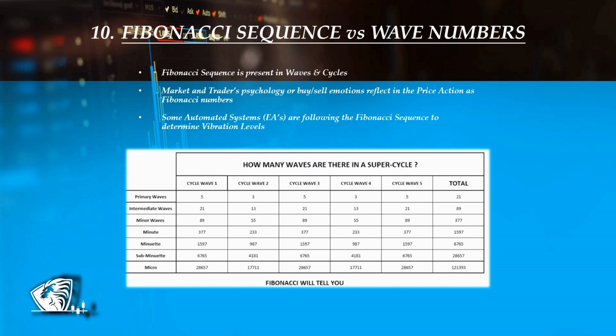The Fibonacci sequence can be found in waves as they unfold, and somehow the market and traders' psychology seems to be programmed by mathematics, hence the reason why some automated trading systems, or EAs, are programmed as well to follow the Fibonacci sequence. Take a quick look at the table in front of you. These are all Fibonacci numbers. I know, it took me some time to believe it as well.